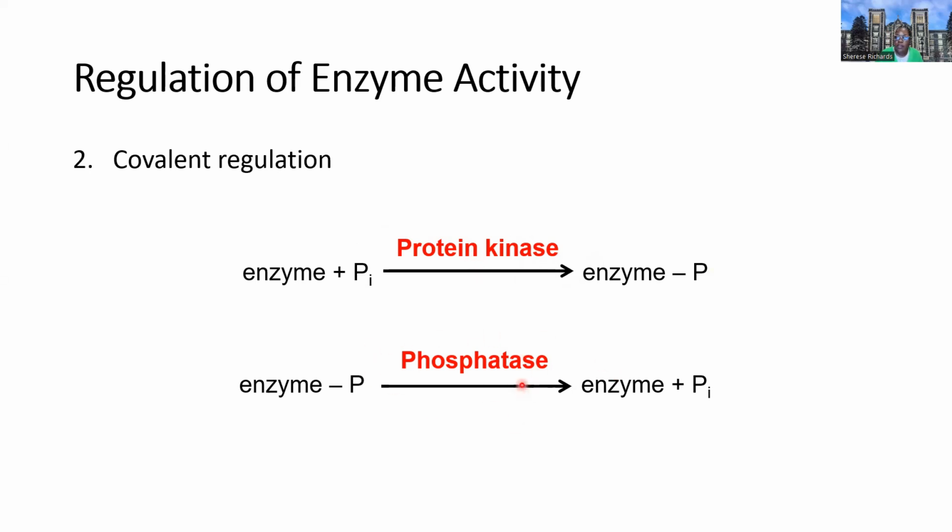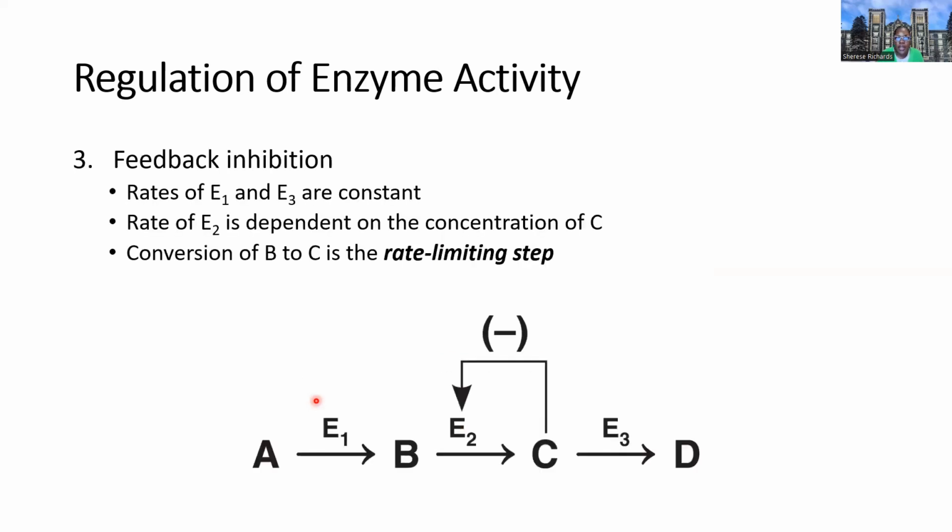Alternatively, when you hear the word phosphatase, that is going to cleave the phosphate off. It's going to cut that covalent bond, and it's going to remove the phosphate, and it's going to bring the enzyme back into its original state or turn the enzyme off. Next, we can think about feedback inhibition.